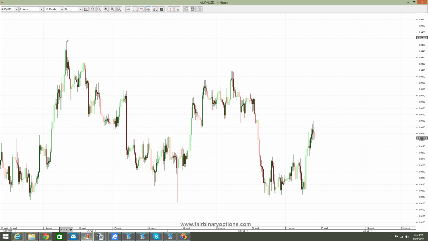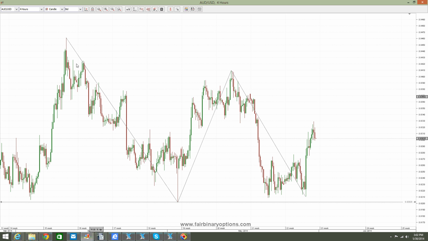For this three-wave structure, it starts from here. We have wave A to the downside, a corrective wave, the B wave to the upside that goes all the way here, and the C wave to the downside that almost breaks these lows. It didn't break those lows, and because of that it is called a C failure, because the C wave fails to take the lows in this area. So these would be the lows in wave A, so the C wave failed to take the lows, and this would be the highs.